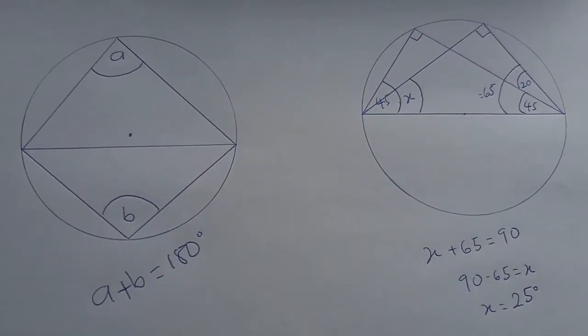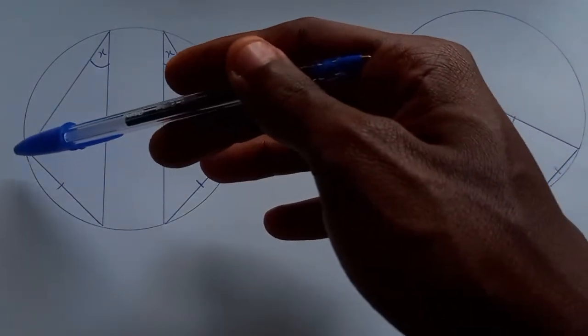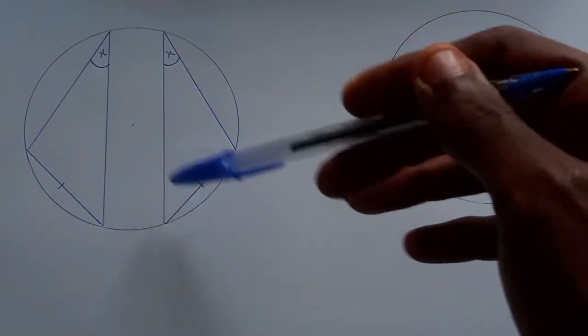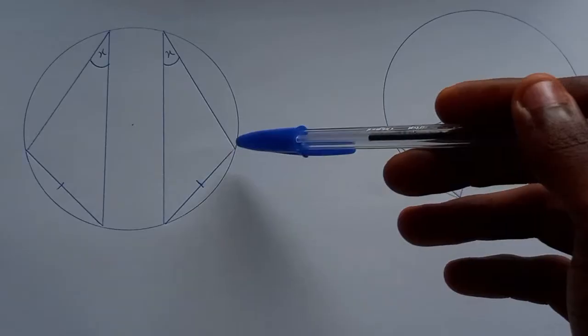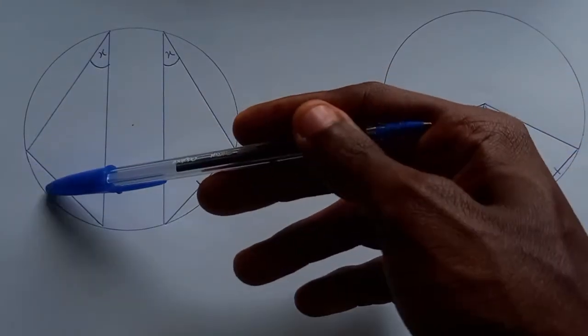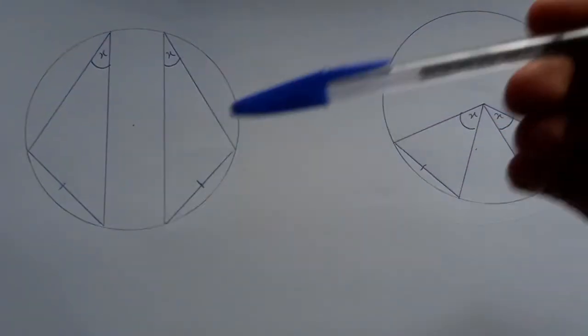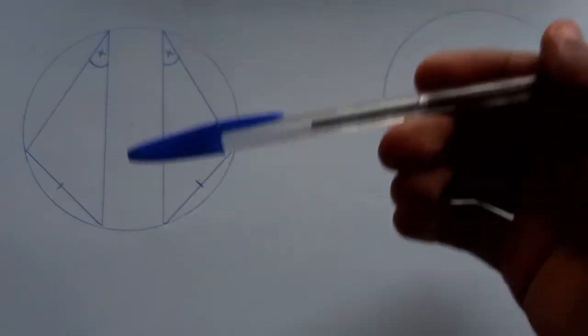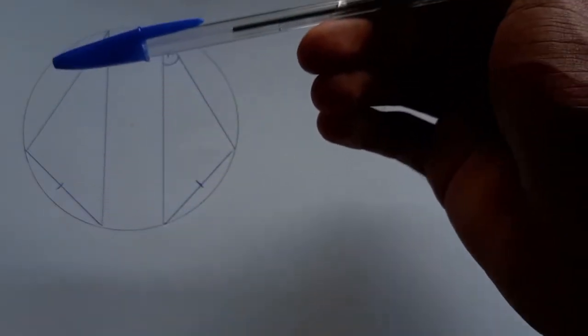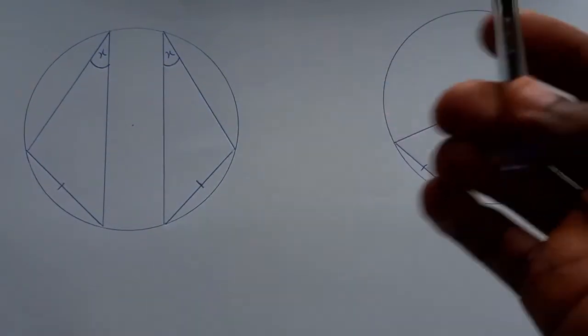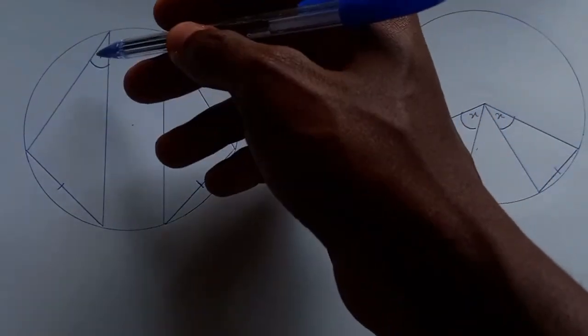So let's pick the next rule. You can see that here you have two sides being equal, this side and this side. So the chord here is equal to the chord here, and therefore the equal chords or the arcs subtended are the same angles at the circumference. So we have x equal to x.